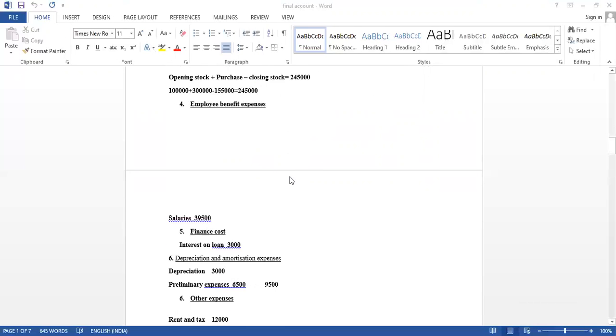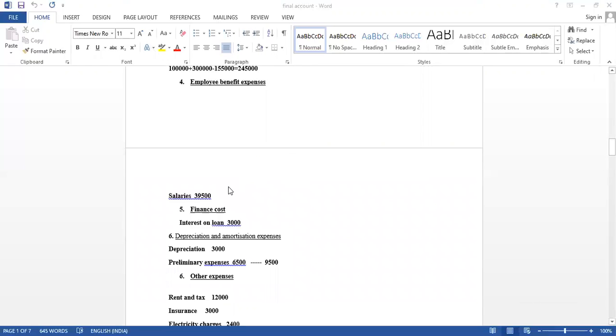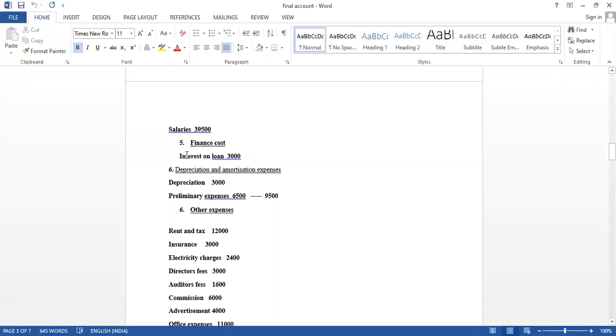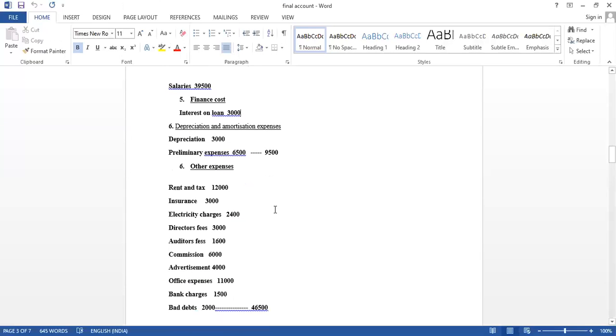Employee benefit expenses. In this problem, only one item is given, salaries. We take salaries only. Afterwards, finance cost: interest on loan is considered as a finance cost. Then depreciation and amortization expenses. In this problem, depreciation and preliminary expenses are given, so we take them. The total amount is 9,500.